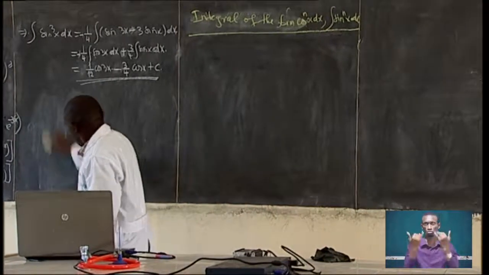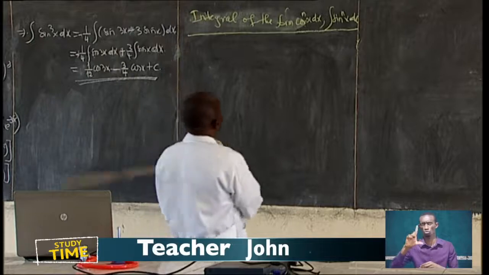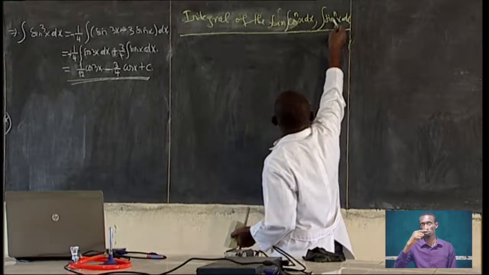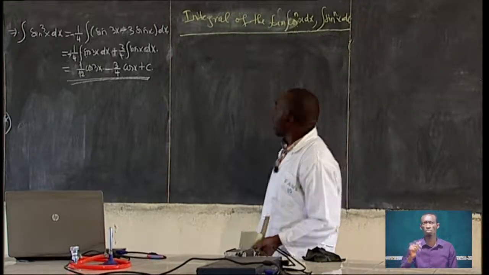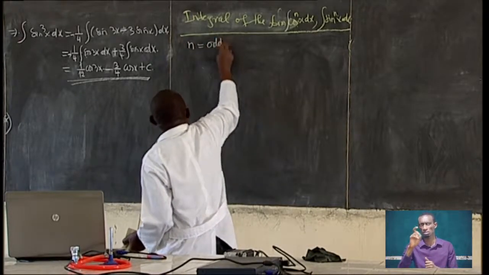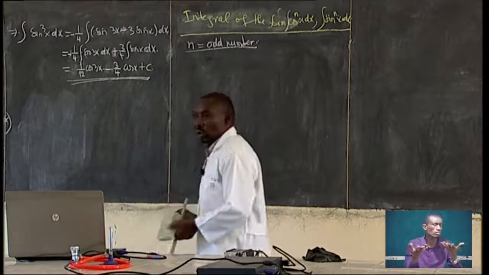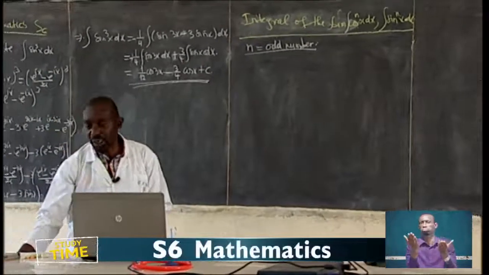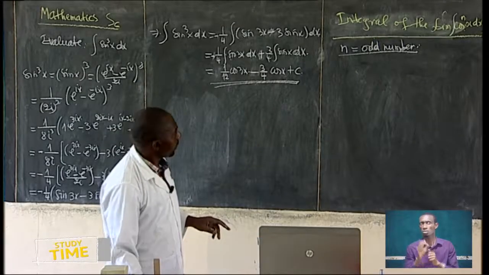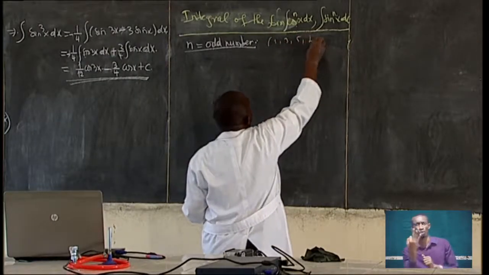Okay, let us continue with our lesson. Still is integral of this form, integral of cosine nx dx, then integral of sine nx dx. And for this case, we're going to take n to be odd number, not even. How to evaluate those kind of integrals where n is odd number? Odd number, understand that 1, 3, 5, 7, and so on. Okay?